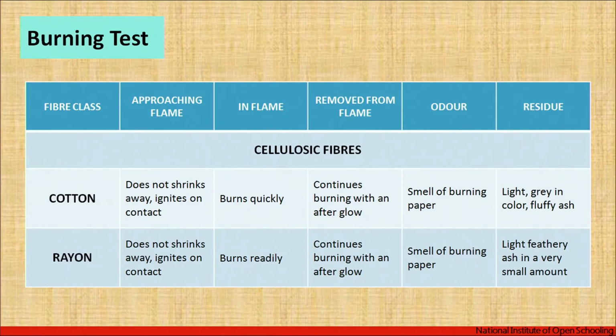They always smell like burning paper. If you burn a piece of fabric which smells like burning paper, you can easily identify that it falls under the category of cellulosic fiber. The residue is usually light gray in color with a fluffy ash, and for rayon it is a light feathery ash in a very small amount. So cellulosic fiber, when burned against a flame, produces the odor of burning paper.